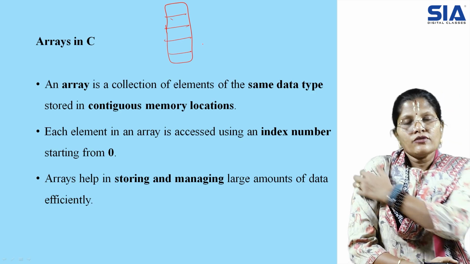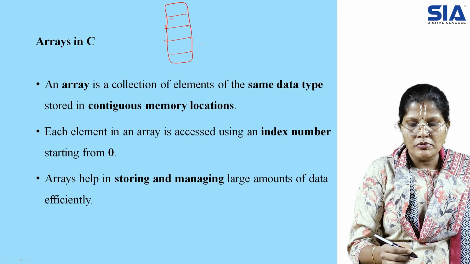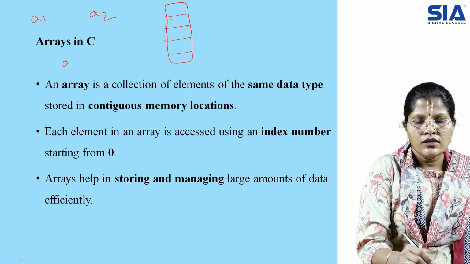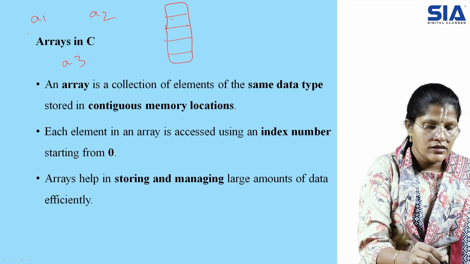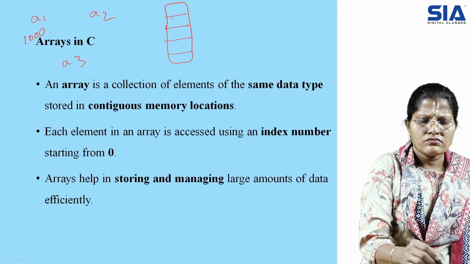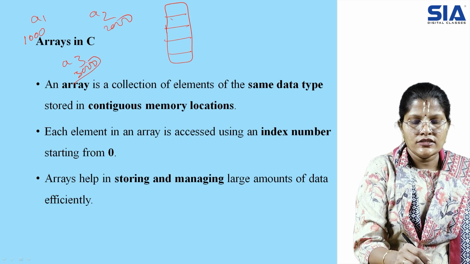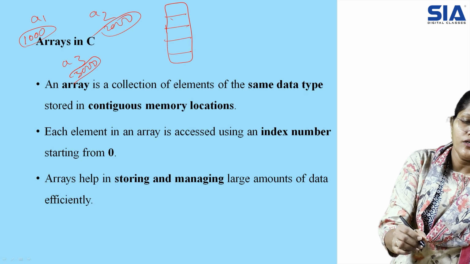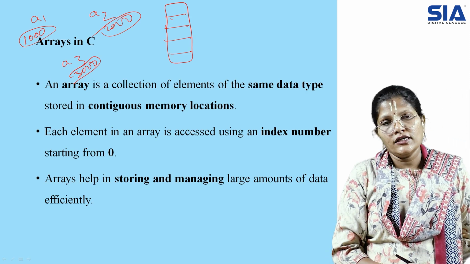Why is it so? What is the importance of having an array? When you don't have an array, what happens is, for example, I have three variables. They will be scattered here and there with different memory addresses, that is 1000, 2000 and 3000. If you take the address space, the address of this particular block is 1000 for A1, 2000 for A2 and 3000 for A3.